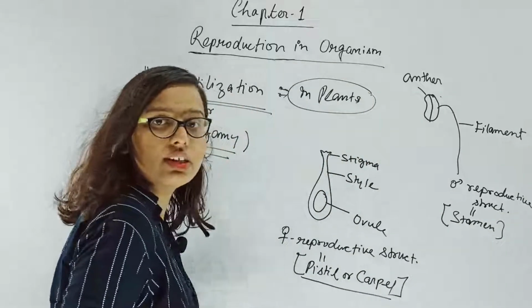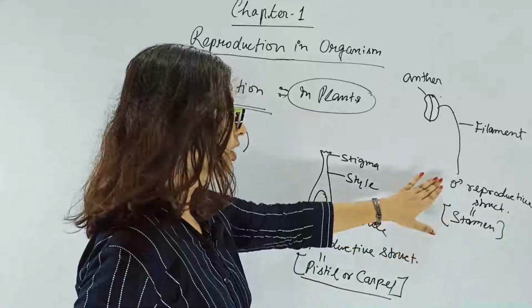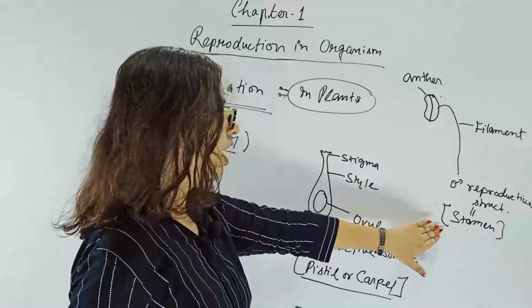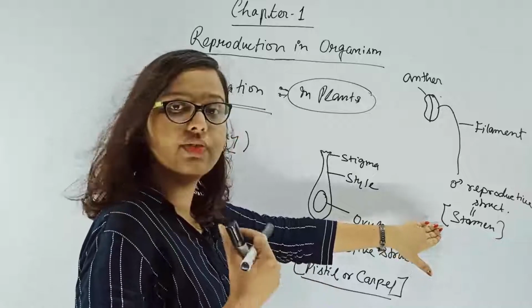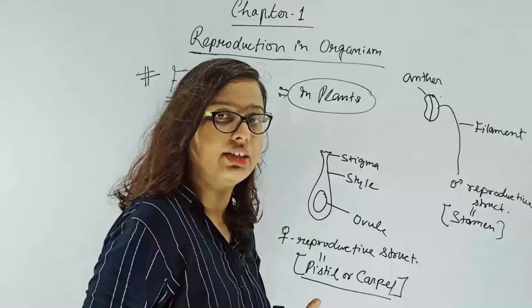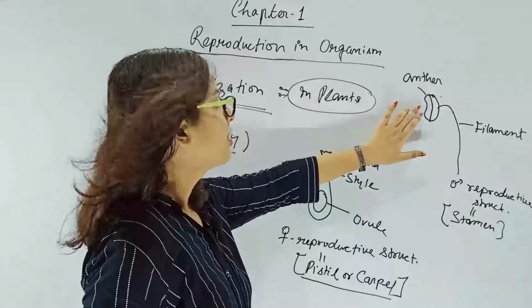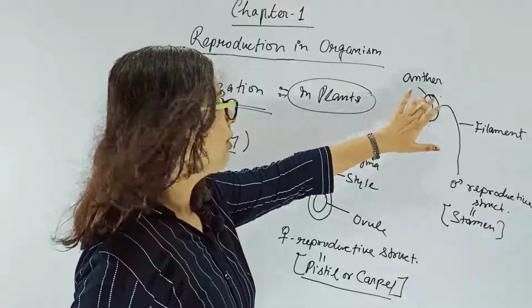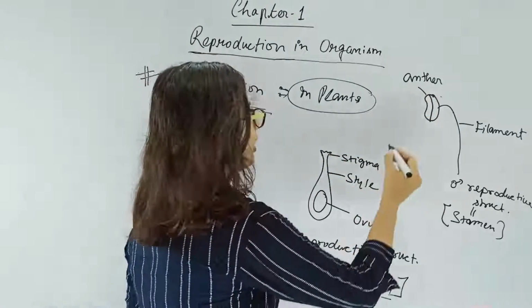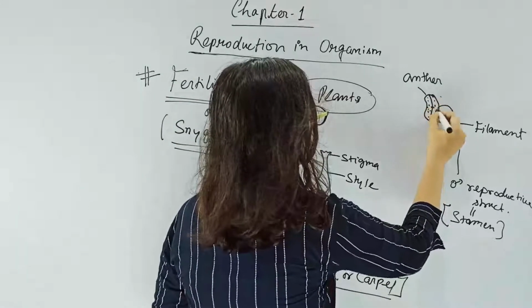So if I say what is a stamen, you will say it is the male reproductive structure of higher plants. But if you have to tell me in few words, you can say that stamen is equal to anther plus filament. The stamen is made up of anther and filament. So the pollen grain formation happens in the anther, and pollen grain we can take as the male gamete.